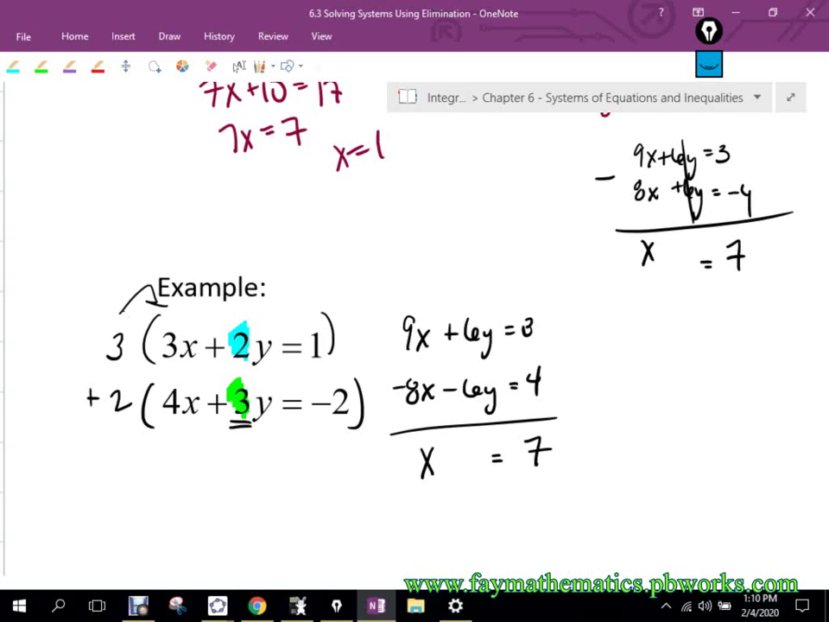I think it's kind of like the second one or this one. What would you multiply? Because then you have to multiply, because these are both positives, they're not opposite.